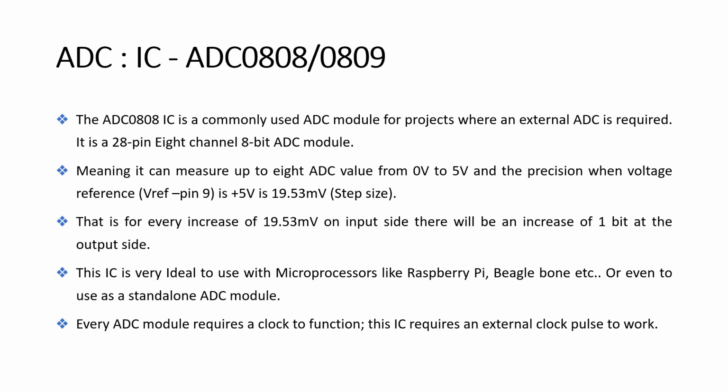It is the 28 pin 8 channel 8 bit ADC module, meaning it can measure up to 8 ADC values from 0 voltage to 5 voltage, and the precision when the voltage reference is plus 5 voltage is 19.53 millivolt. That is, for every increase of 19.53 millivolt on input side, there will be an increase of 1 bit at the output side.